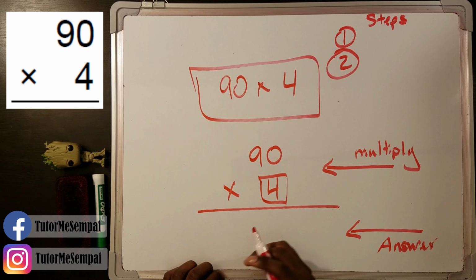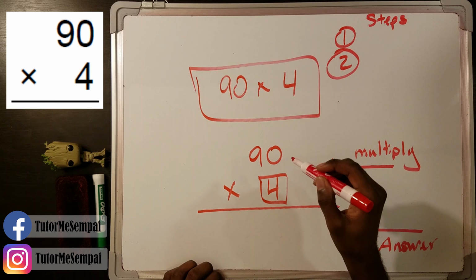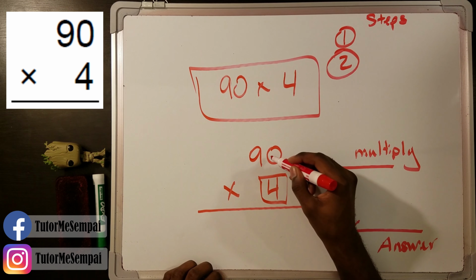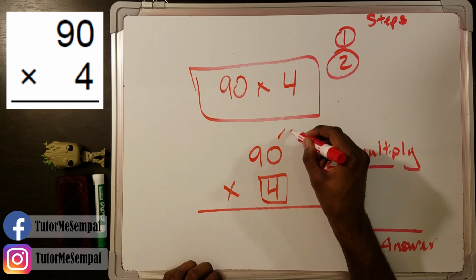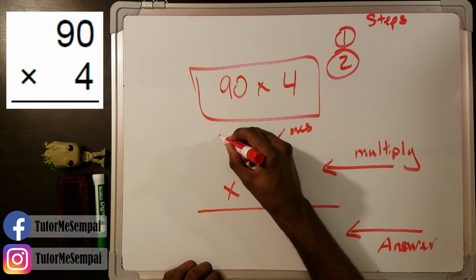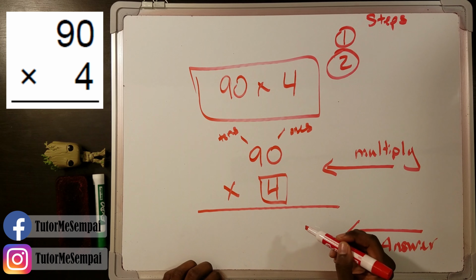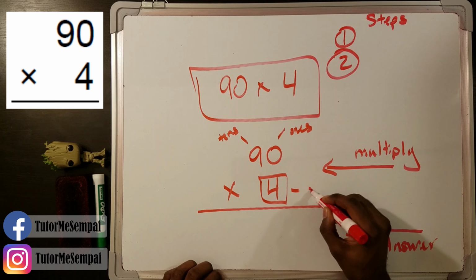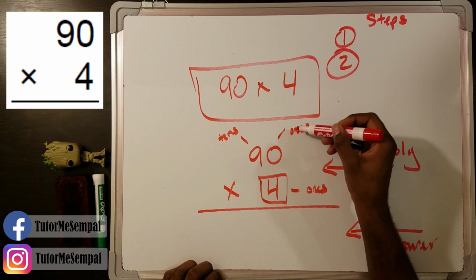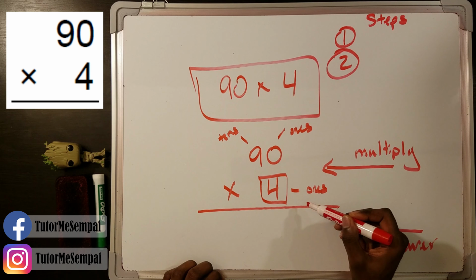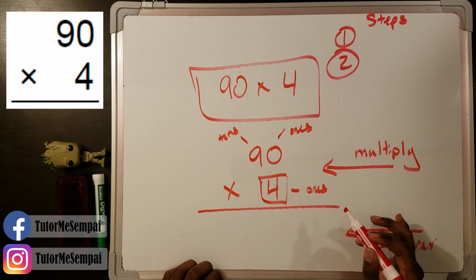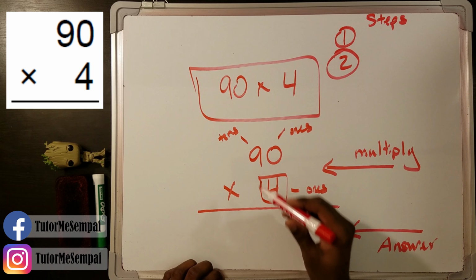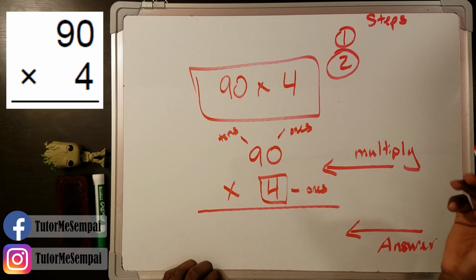Not just because their example is written that way, but because we want to match up place values. If you notice, this 90 has a ones place and a tens place, right? This 4 is only one digit, so we only have a ones place. So we want to match up ones places with ones places. And if this was bigger, we'll get into that in another video. However, if it was bigger, we want to match up the tens place with the tens place, hundreds with hundreds, and so forth and so forth.